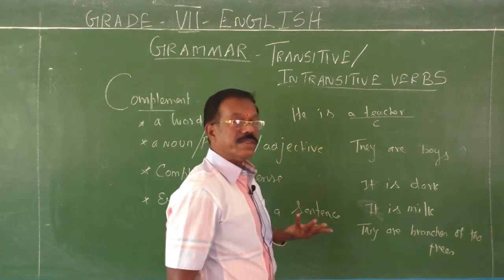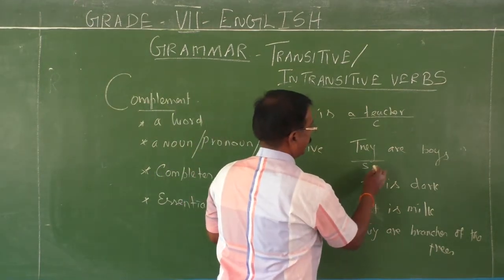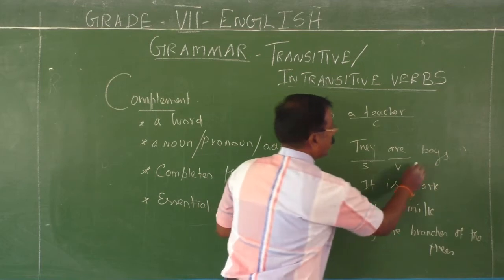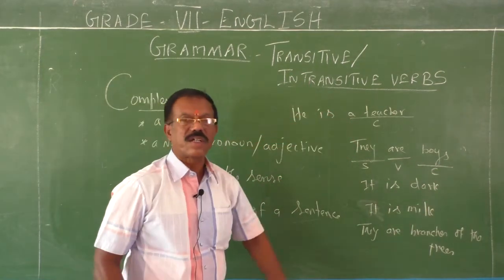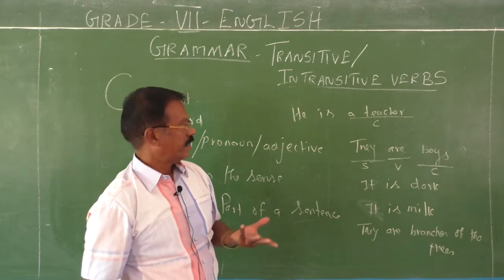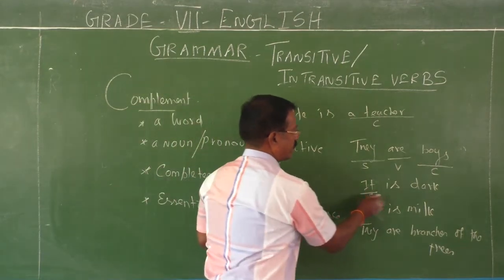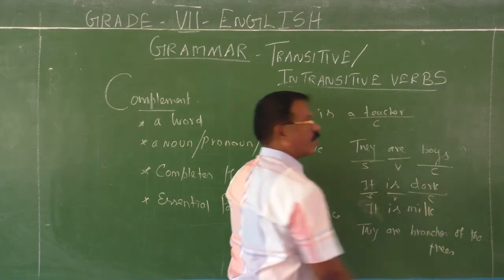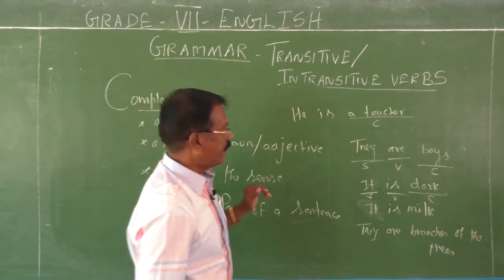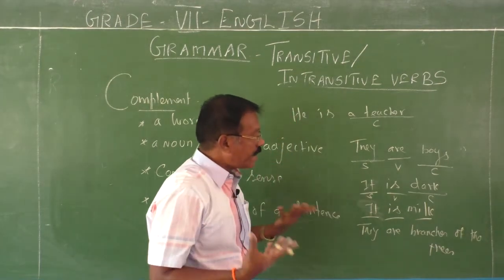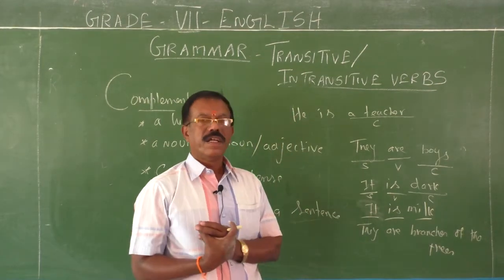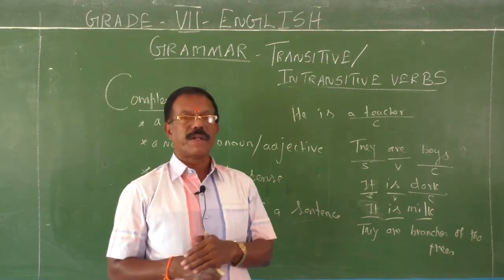They are boys. Here they is subject, are is verb, boys is complement. Without that complement, the sentence does not complete its sense. It's dark. It is subject, is verb, dark is a complement. It's milk. It is subject, verb and a complement. They are branches of the trees. So a complement may be a noun or pronoun or an adjective.